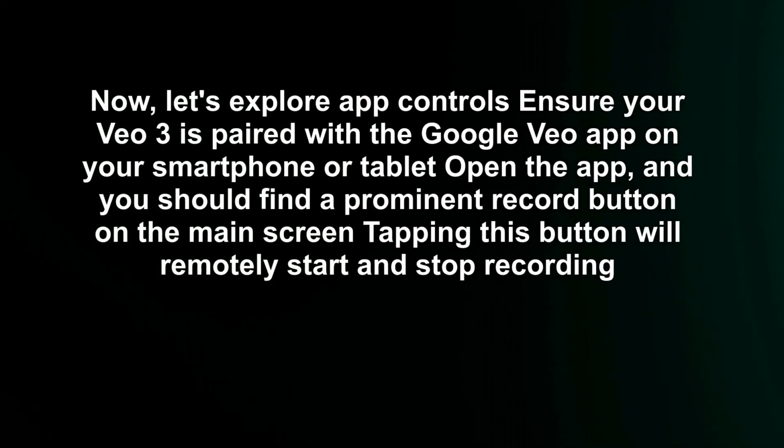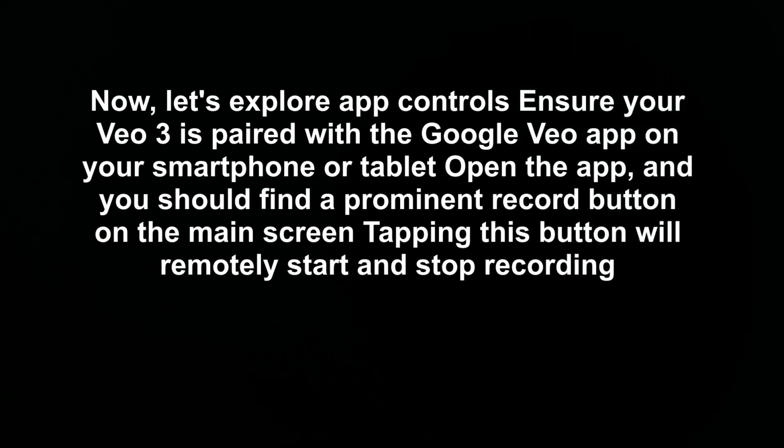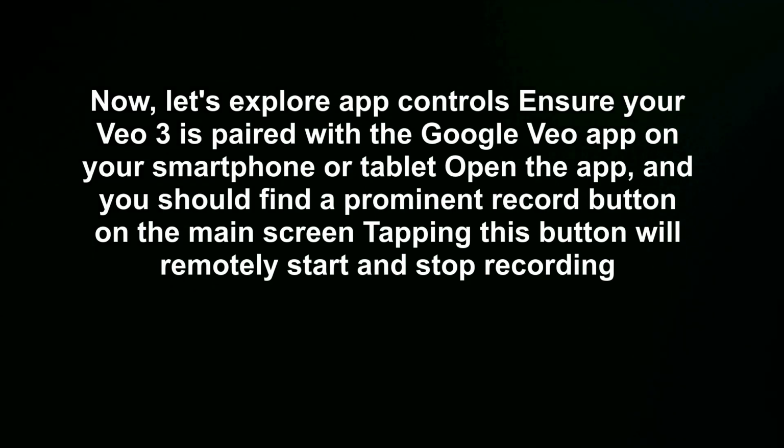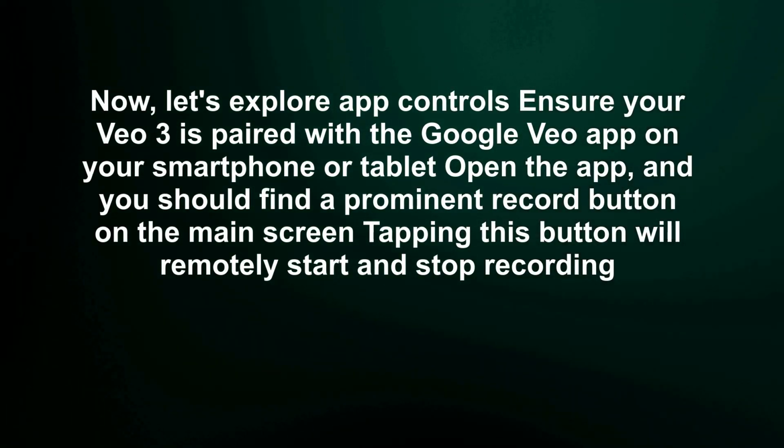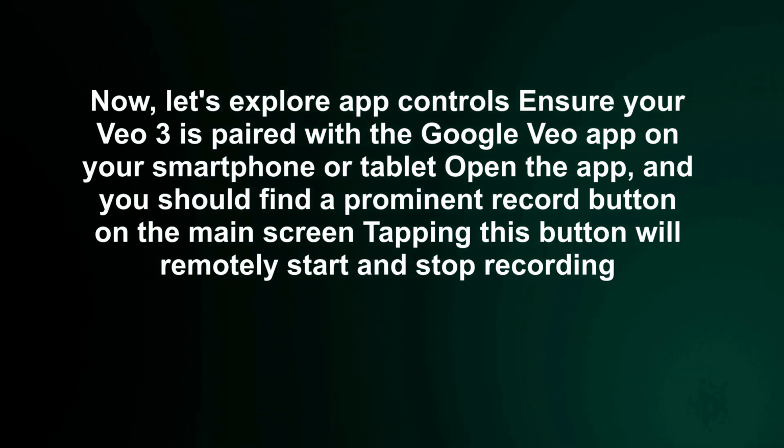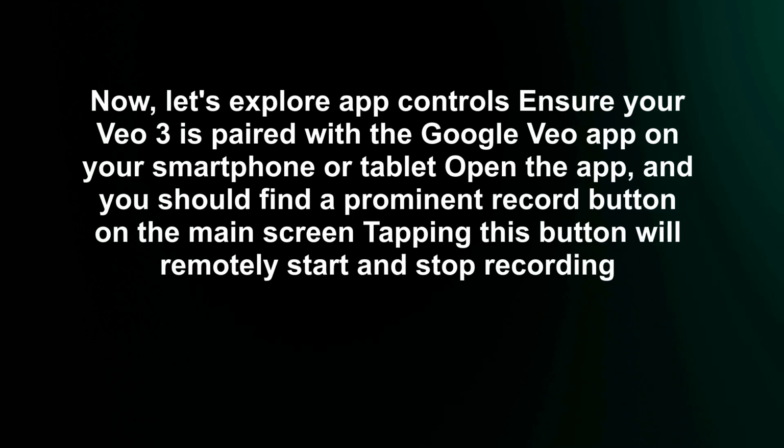Now, let's explore app controls. Ensure your Veo 3 is paired with the Google Veo app on your smartphone or tablet. Open the app, and you should find a prominent record button on the main screen. Tapping this button will remotely start and stop recording.